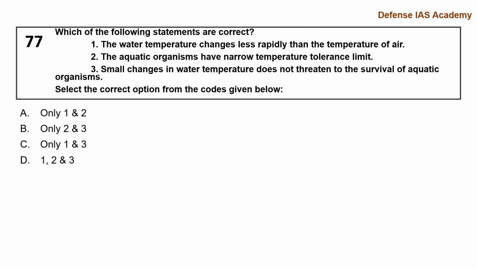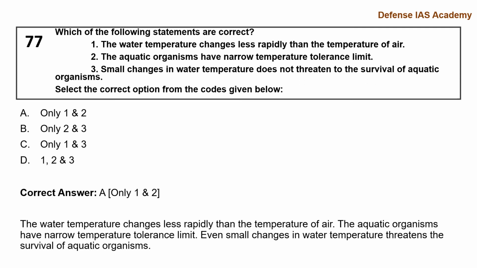Question 77. Which of the following statements are correct? 1. The water temperature changes less rapidly than the temperature of the air. 2. The aquatic organisms have narrow temperature tolerance limit. 3. Small changes in water temperature do not threaten the survival of aquatic organisms. Select the correct option from the codes given below. The correct answer is option A, only 1 and 2.